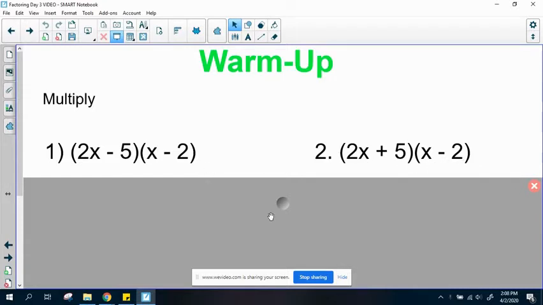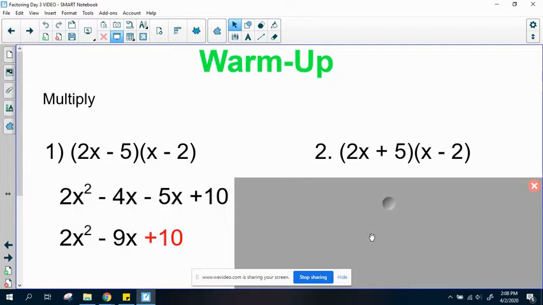So without spending too much time, if I were to multiply these two things out, if I multiply out the first one, I get 2x squared minus 4x, then go back and multiply this negative 5x, and a negative 5 times a negative 2 becomes a positive 10. And then once I combine like terms, I would get 2x squared minus 9x plus 10.